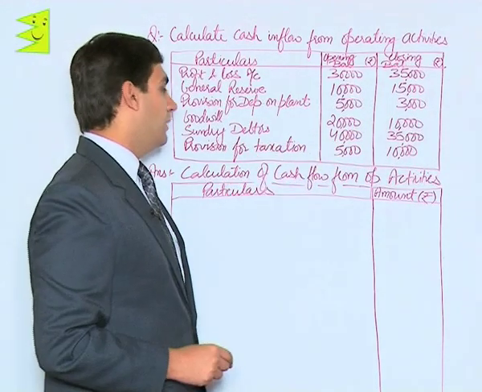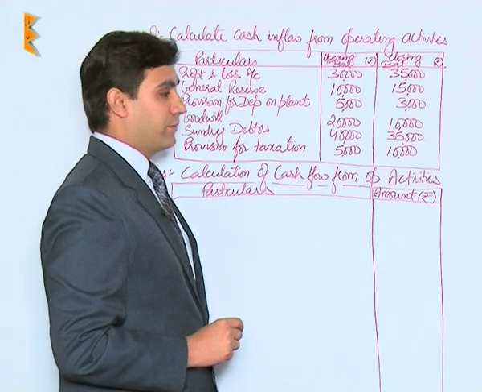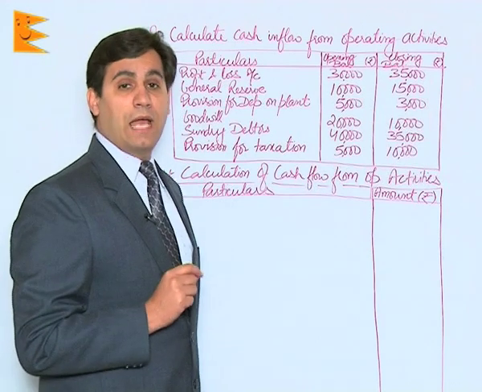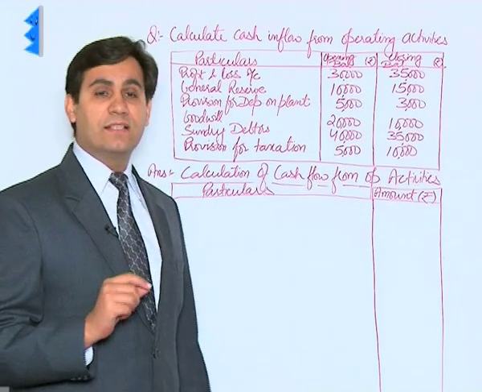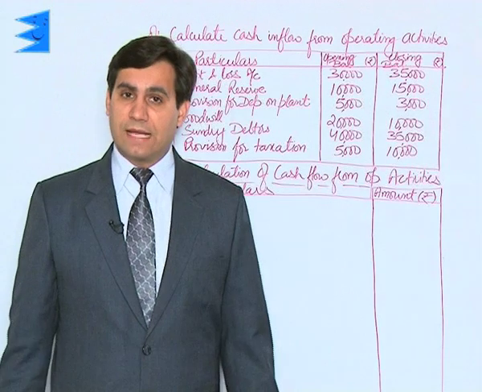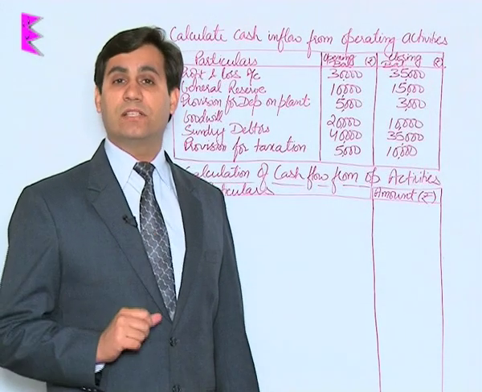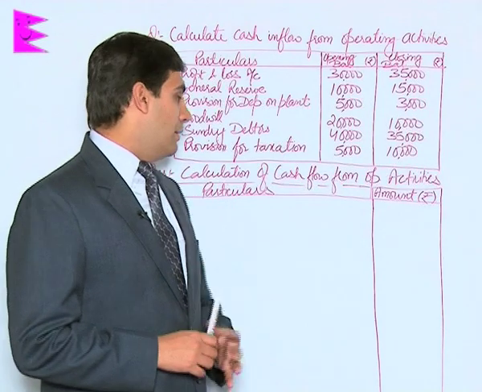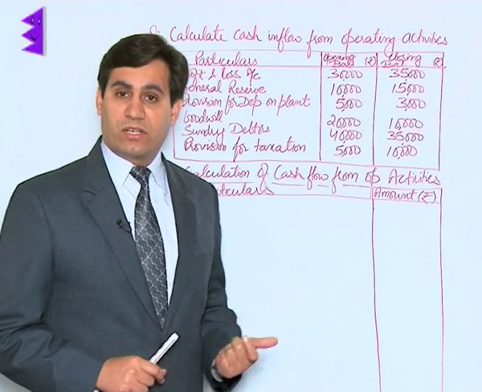Sundry debtors represent current assets. Provision for taxation. Now students, it is also an appropriation. Before we start with this question, let us understand the treatment of provision for taxation and dividend in case it is given in the question. Remember students, for all other figures, the difference is taken into consideration.